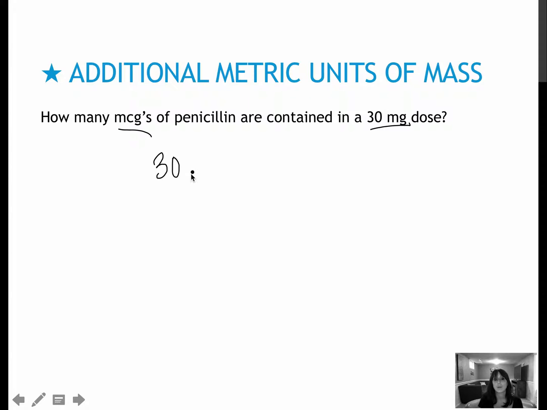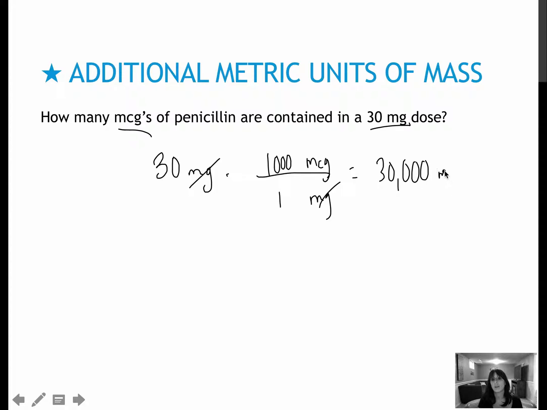So remember, we always start with the value that we're given, in this case 30 milligrams. And I know I'm going to have to put milligrams on the bottom and micrograms on the top in order to end up with micrograms left over. So what's the conversion? There's 1,000 micrograms in a milligram. So now I'm just going to multiply, and I end up with 30,000. So there are 30,000 micrograms in a 30 milligram dose of penicillin.